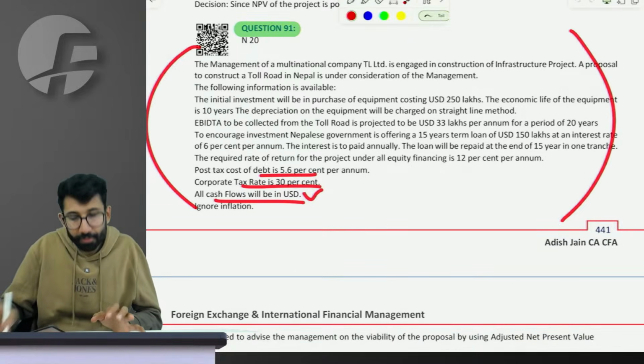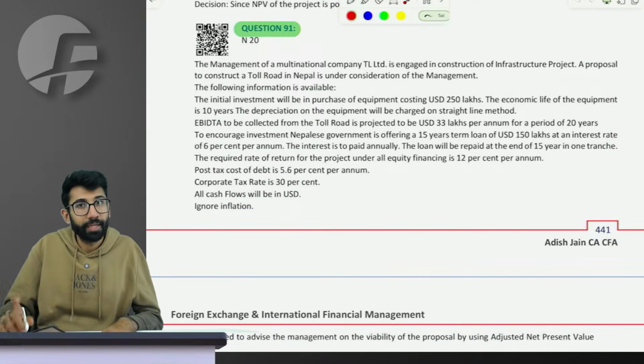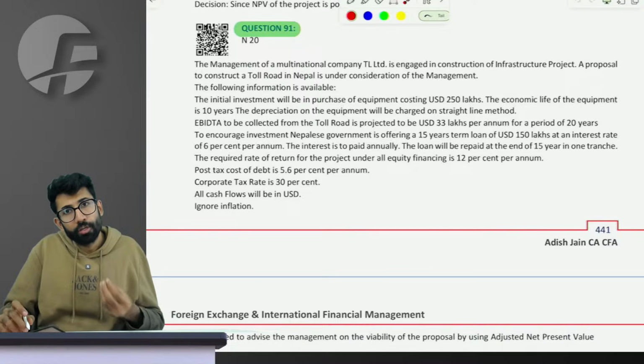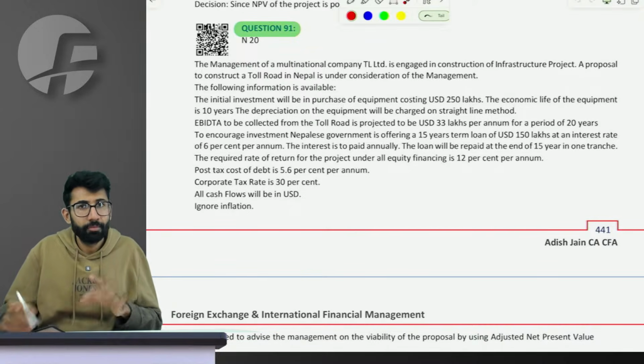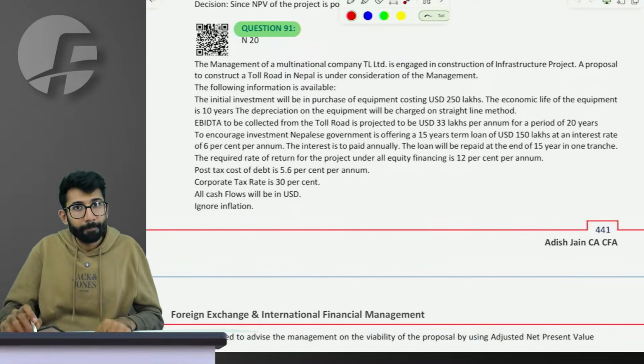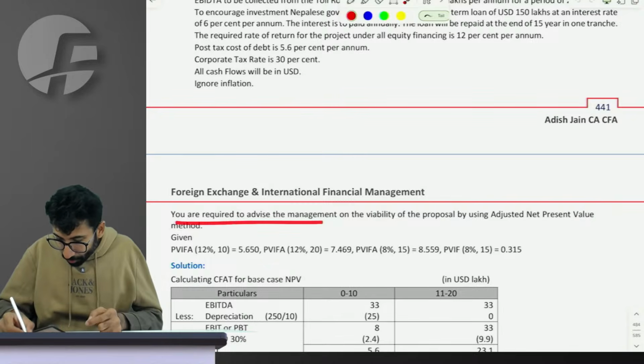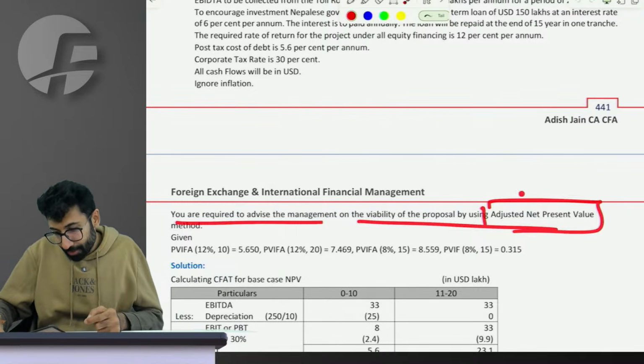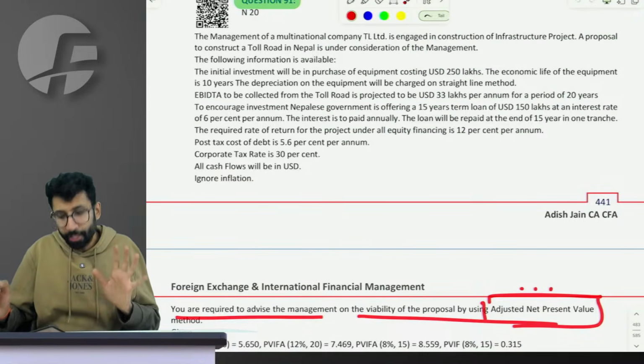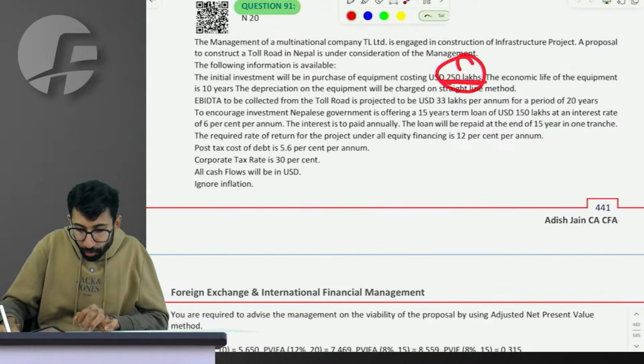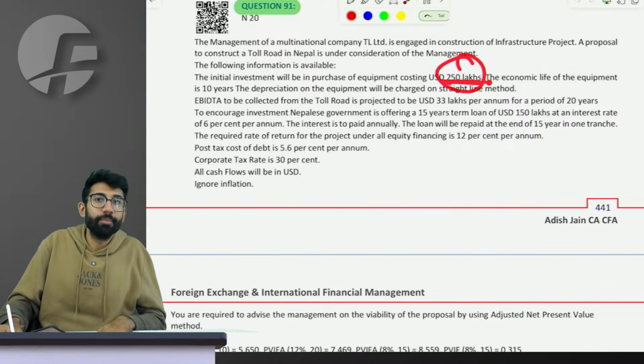First of all, did you observe there is no need of exchange rate? Inflow dollar, outflow dollar, no exchange rate given. My final answer will be in dollar. Sir, you are required to advise by calculating adjusted NPV. So let me assume that this entire investment of 250 I make through equity.